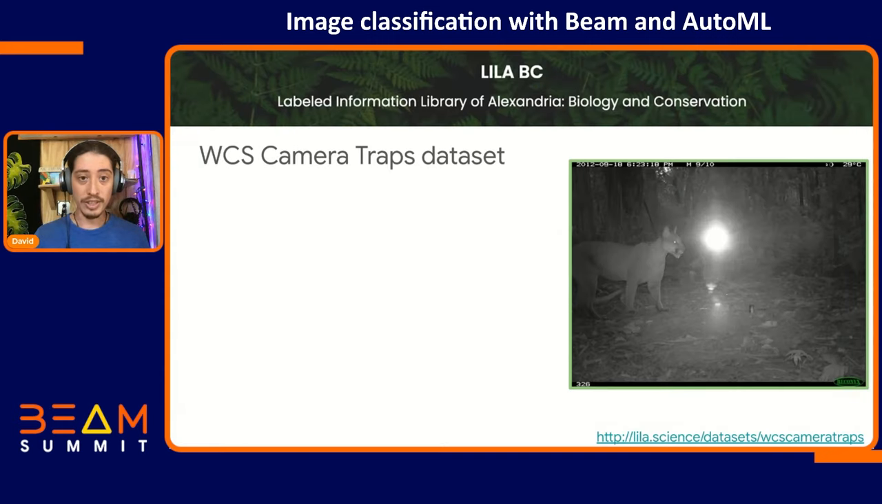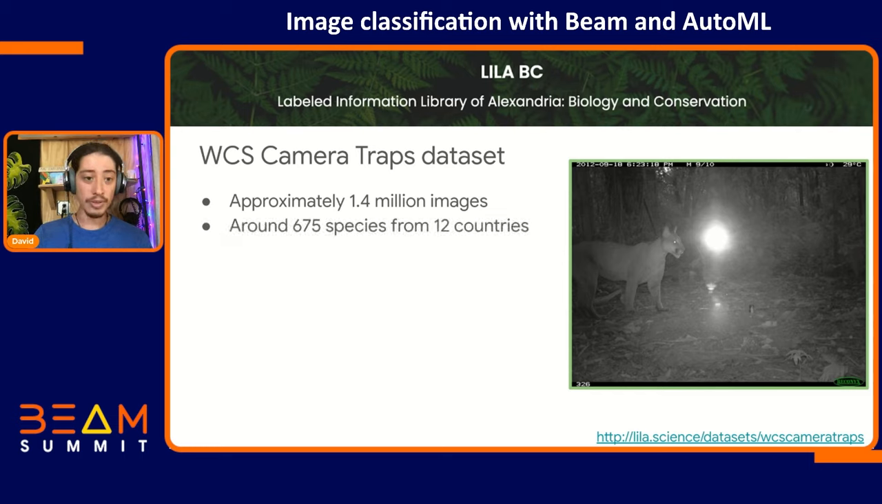So let's start with the data. The data set comes from Lila, which is the Labeled Information Library of Alexandria. It's an organization for biology and conservation. They have a lot of data sets. One of them is the WCS camera traps data set. It consists of approximately 1.4 million images with around 675 species. And that is more than 560 gigabytes of images, which is a lot.